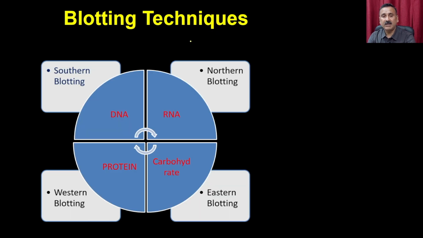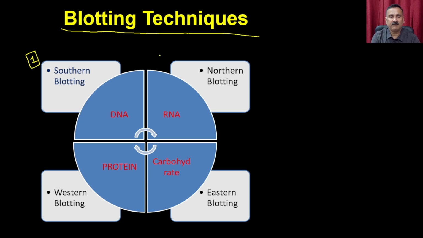As far as the blotting technique is concerned, the blotting techniques are categorized based on the target molecules. For example, as I said, we have 4 different types of blotting technique. We can have the Southern blotting, the Northern blotting, the Western blotting, and we can also have the Eastern blotting.